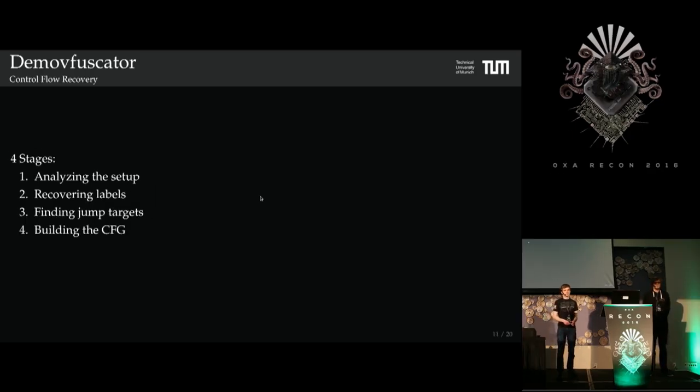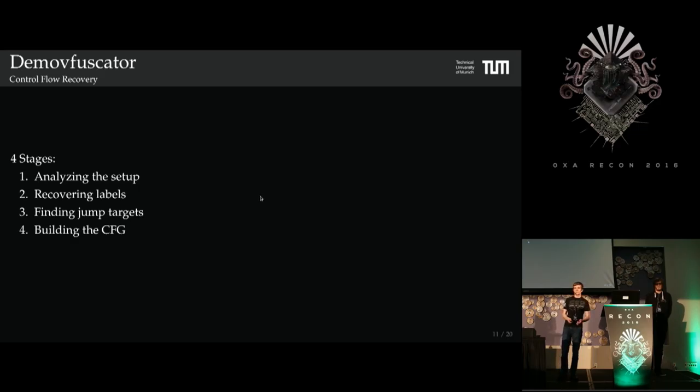And to recover the control flow, we do it in four stages. Every stage builds on top of the previous stage, so in every stage we acquire some knowledge we need in the next stage. In the beginning we don't have any knowledge about the program, apart from that it's Movfuscated, and that it contains the initialization. So we analyze the setup.